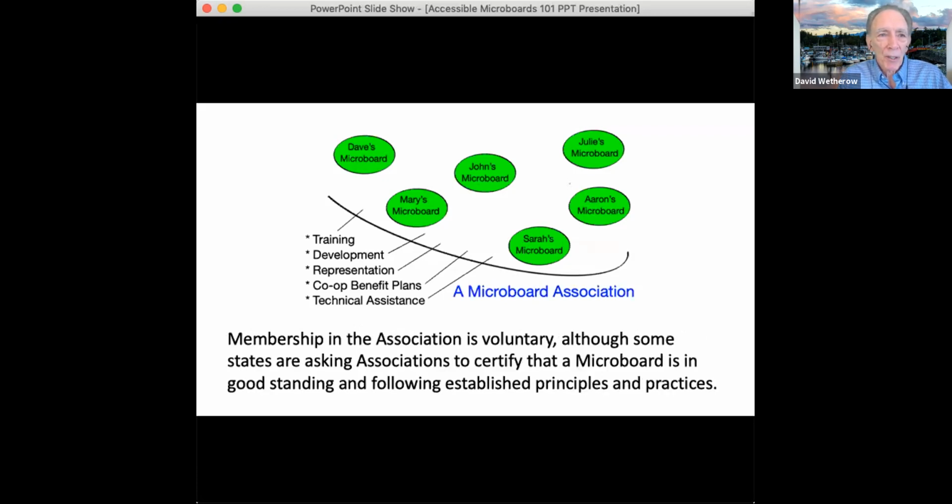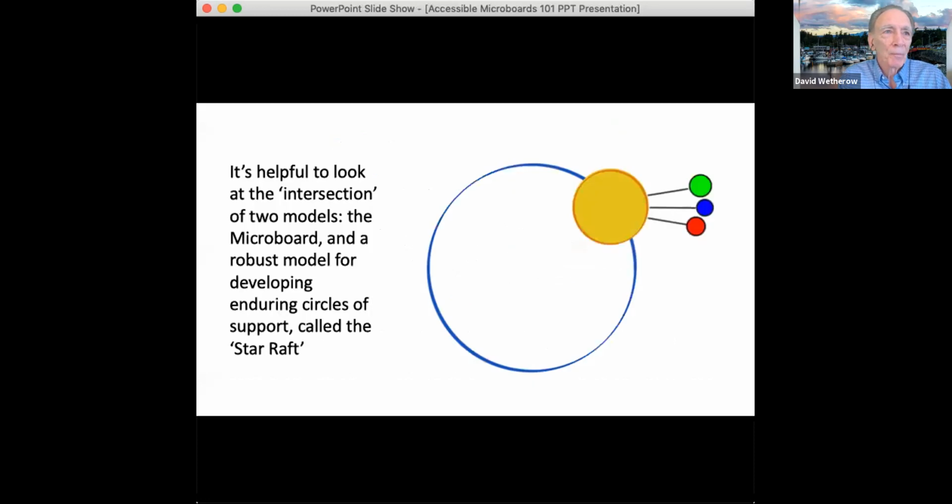Membership in the association is voluntary, although some states are asking associations to certify that a microboard is in good standing and following established principles and practices. That's the case in Wisconsin, and Ann and other members of the Wisconsin Microboard Association have been doing great work in terms of establishing a pattern for what those practices are.